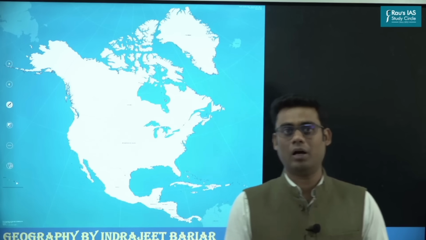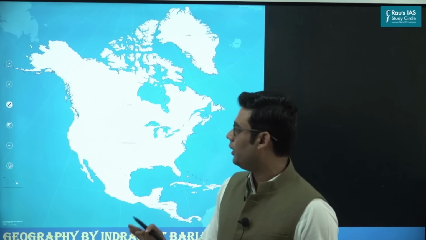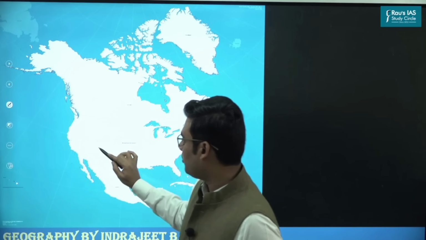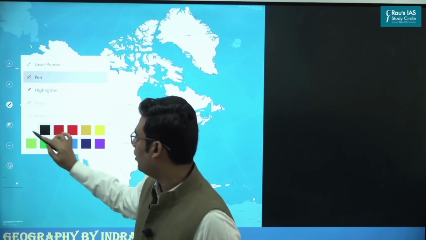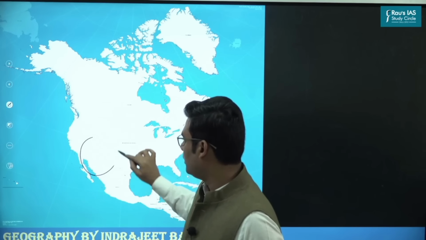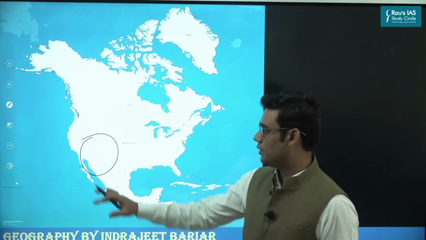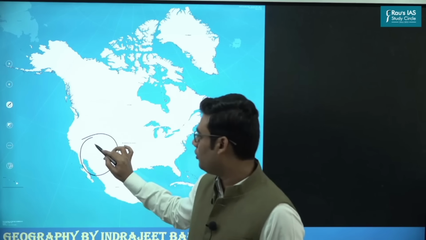And in North America, I find three most important deserts. So deserts in North America are located, first of all, on this side, that is the southwestern side. This is the side which is the arid region of North America. And here only I told you one arid part, that is the Colorado Plateau.